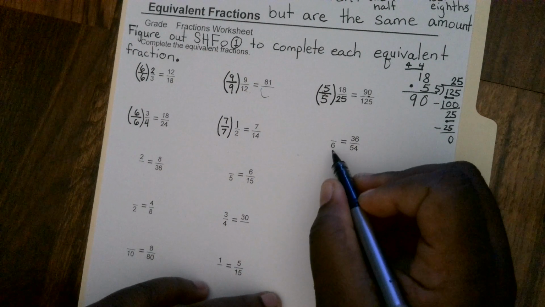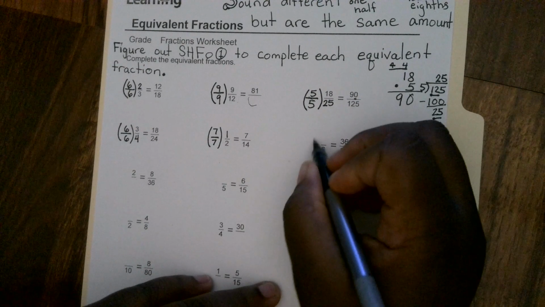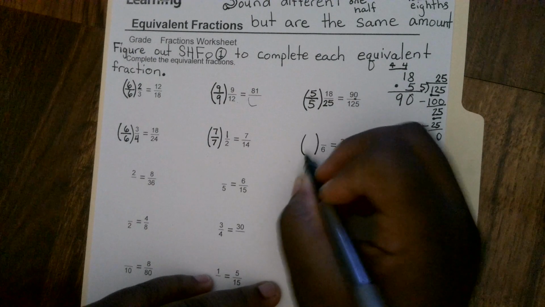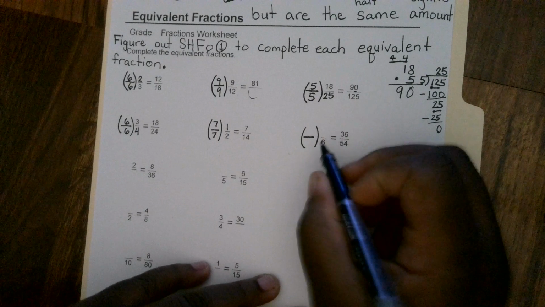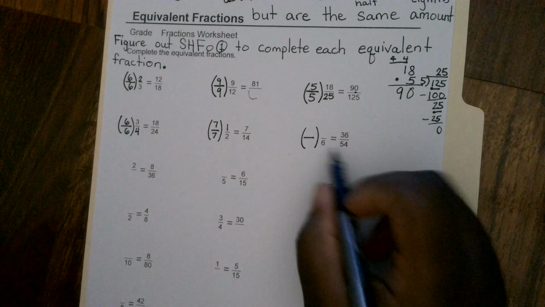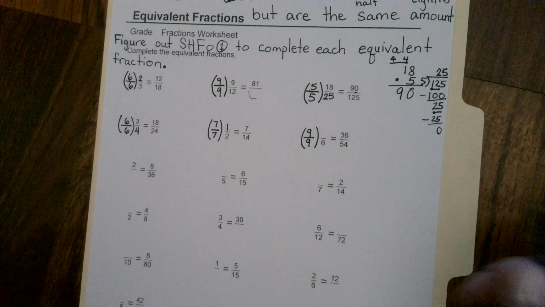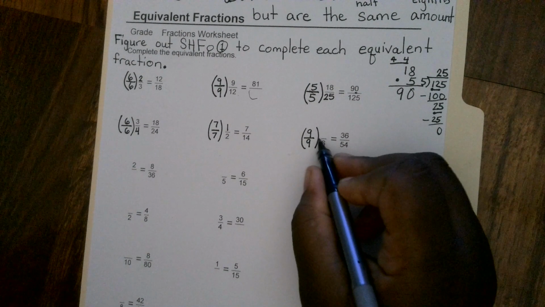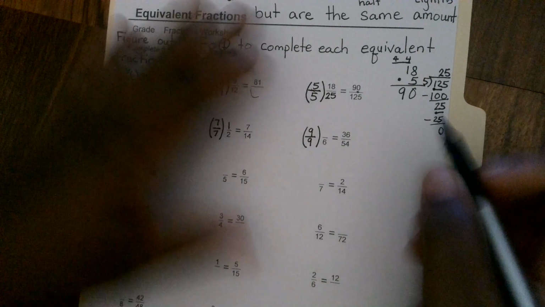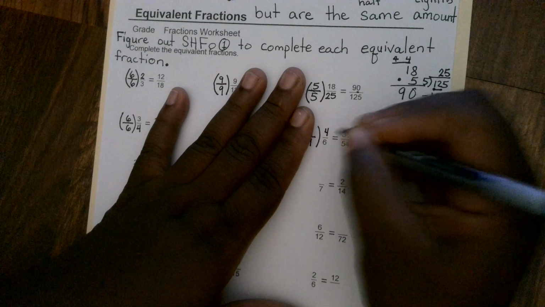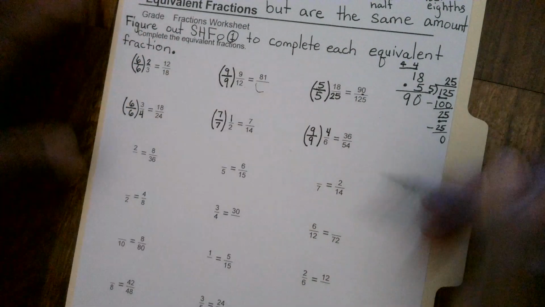How many sixths are equivalent to 36 54ths? Well, let's see. How many sixths? 6 times what gives me 54? 6 times 9 gives me 54, so this is going to be 9 ninths. 9 times, so now I can figure out this numerator. 9 times what gives me 36? 9 times 4 equals 36. And so 4/6 is equivalent to 36 54ths.